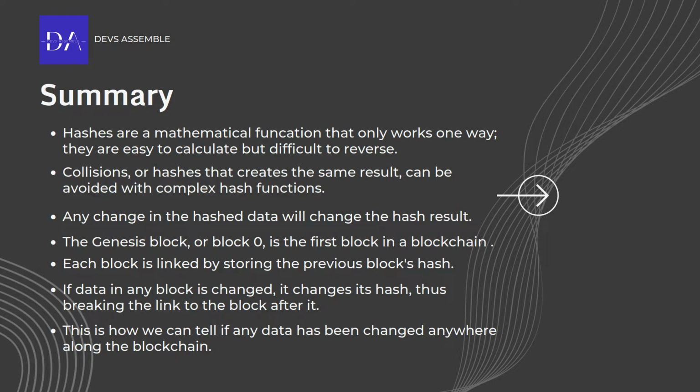Collision or hashes that creates the same result can be avoided by using complex hash functions. Any change in the hash data will change the hash result. The genesis block or the block 0 is the first block in the blockchain. Each block is linked by storing the previous block's hash. If the data in any block is changed, it changes its hash value, thus breaking the link to the block after it. This is how we can tell if any data has been changed anywhere along the blockchain.